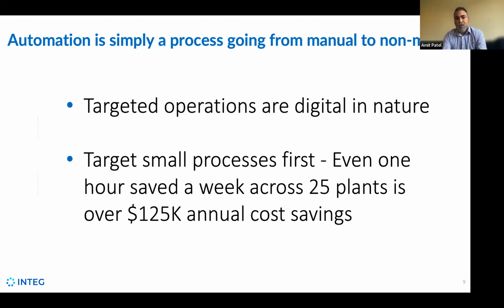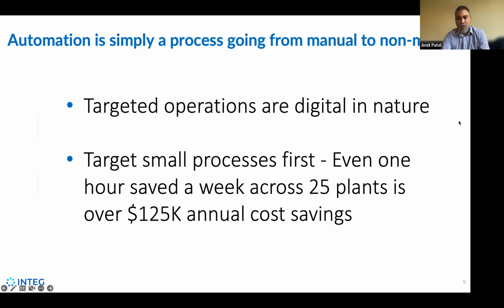Before we do that, we're going to talk about what automation really is in the context of what we're saying. It's simply a process going from manual to non-manual. It could be a process that takes 10 hours, but you've automated it, so now it only takes 2 hours. That's still considered automation. We may never get certain processes to 100% automation, but as long as you're saving time with the automation, that's great. The targeted operations are typically digital in nature.